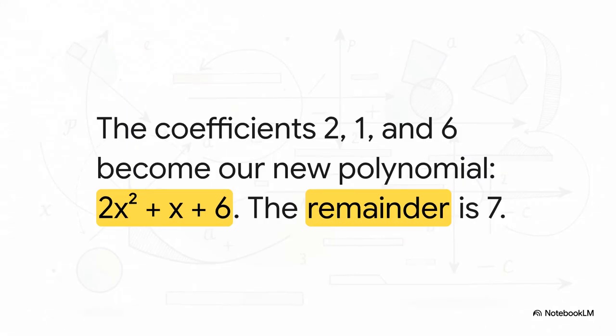Okay, so we've got this row of numbers. What does it actually mean? Well, this bottom row is literally the blueprint for our answer. That last number, the 7, that's always your remainder. Easy. Now for the other numbers, the 2, the 1, and the 6. Those are the coefficients of your answer. Just remember, we started with an x-cubed polynomial, and we divided by an x, so our answer is going to start 1 degree lower, at x squared. So that gives us 2x squared plus 1x plus 6, with a remainder of 7.